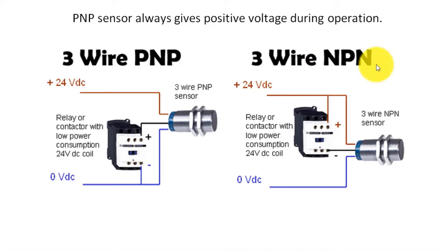And this is the NPN sensor, same wiring: brown color for plus 24 volt and the blue wire for 0 volt of the 24 volt. This is the supply of the sensor, and the black wire always gives the output of the sensor. If it is an NPN sensor, then the output will be negative, and if it is a PNP sensor, then the output will be positive. This is the difference between PNP and NPN sensors.